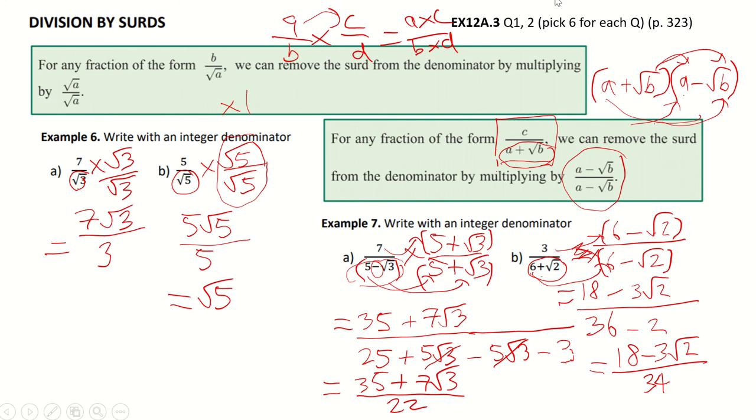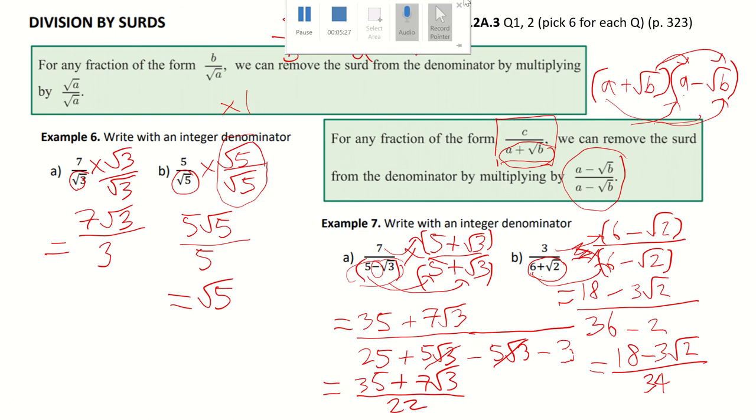So pick only 6 each for questions 1 and 2. There's way more than that, but only do 6 for each question. Any ones that you want. Cheers.